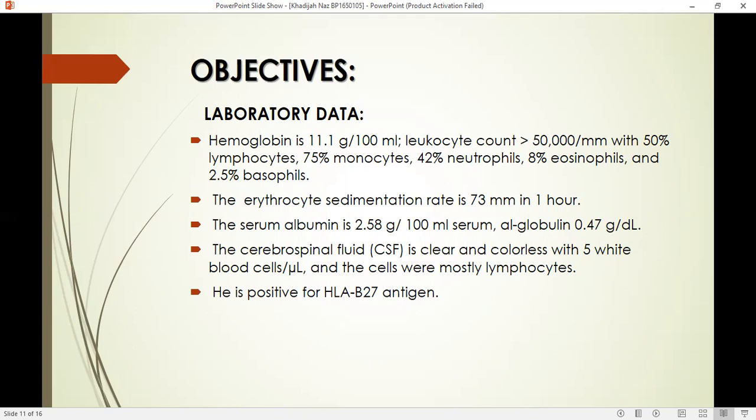Alpha globulin is 0.47 gram per dl, which is again high because the normal range is 0.1 to 0.3%. The cerebrospinal fluid was clear and colorless with 5 white blood cells, and the cells were mostly lymphocytes. He is positive for HLA-B27 antigen.